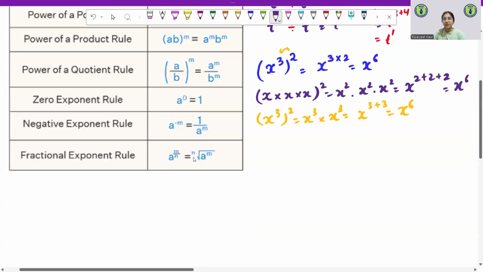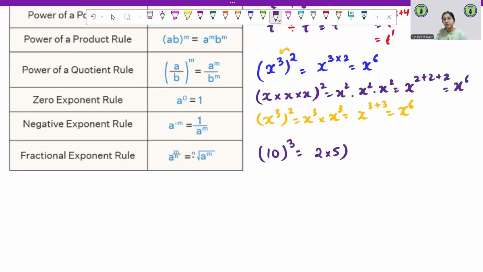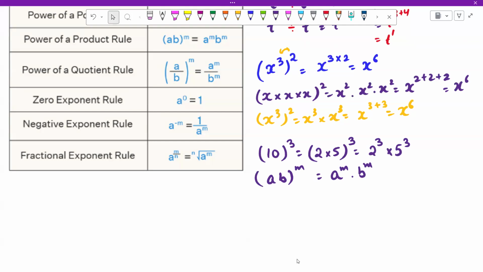So there is some product we are having. For example, we are given 10 and 10's power is 3. We can say 10 is nothing but 2 times 5, power 3. So that means it's 2's power 3 and 5's power 3. So that is what the rule is telling. a b raised to power m is nothing but a raised to power m and b raised to power m. Any question regarding the power of a product rule?